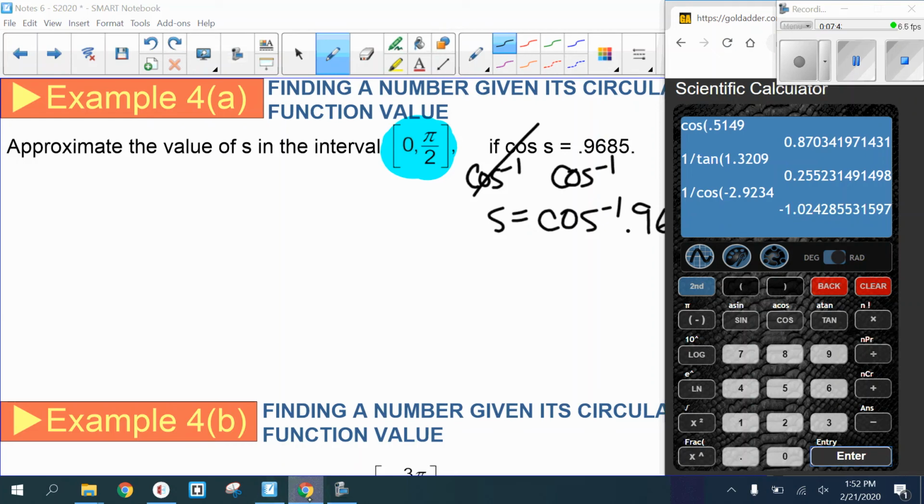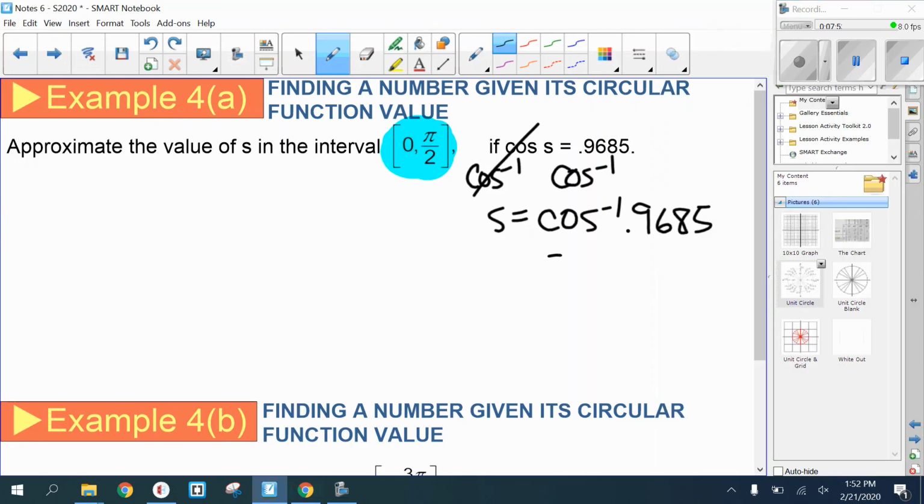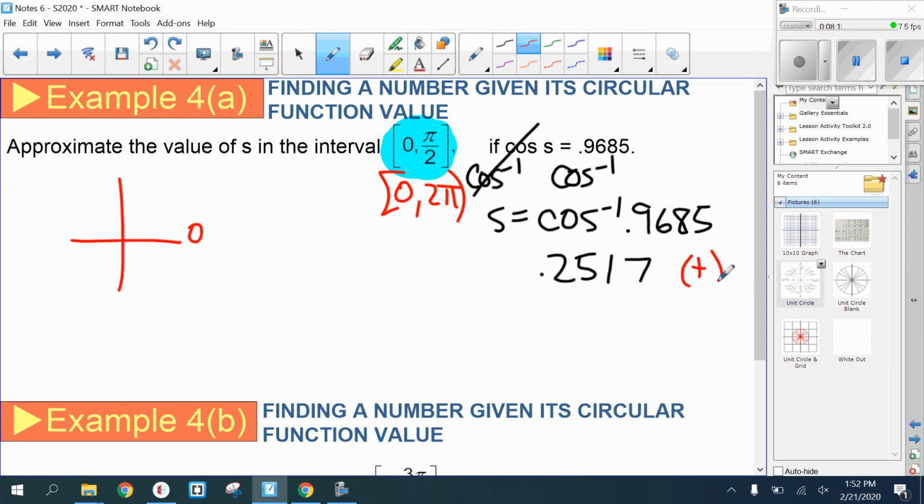Make sure you're in radians. Do an inverse cosine, 0.9685. And we get 0.2517. Now, that may or may not be your answer depending on where we're supposed to look. Okay? If this interval said from 0 to 2 pi, we would have a lot more stuff going on. You'd have to say, okay, from 0 all the way around, I would look at where cosine was positive, and cosine would be positive here and here. And so you'd have to put a 0.2517 here and here and figure out what those two angles are. Well, the first quadrant answer is 0.2517.